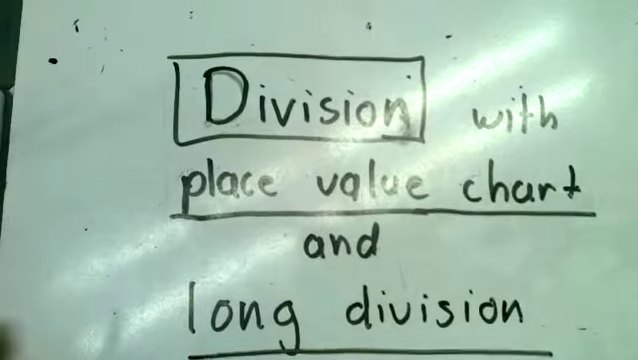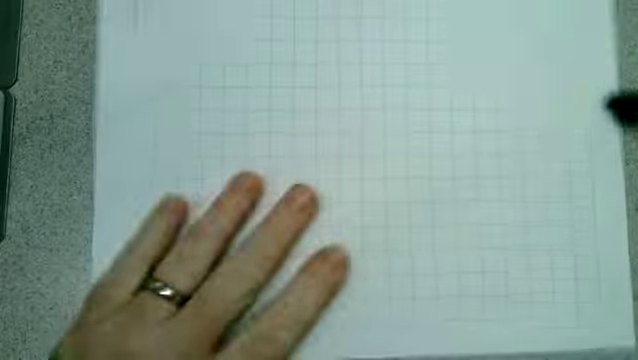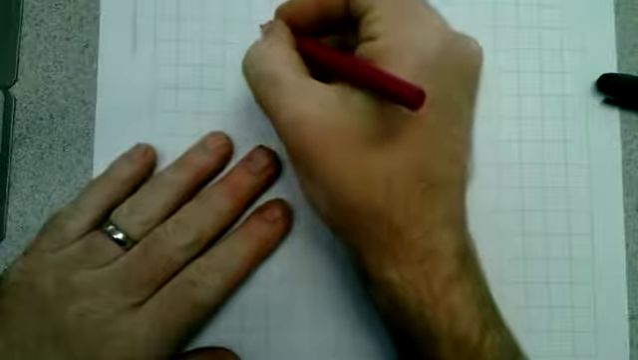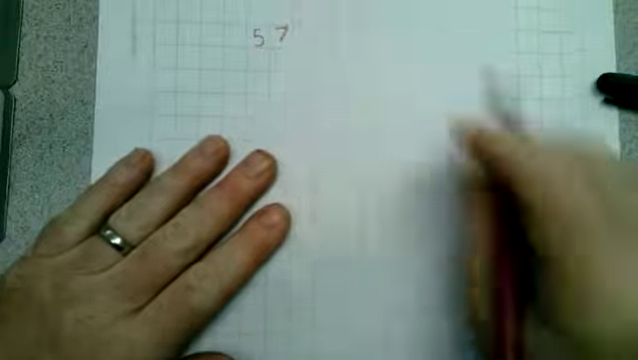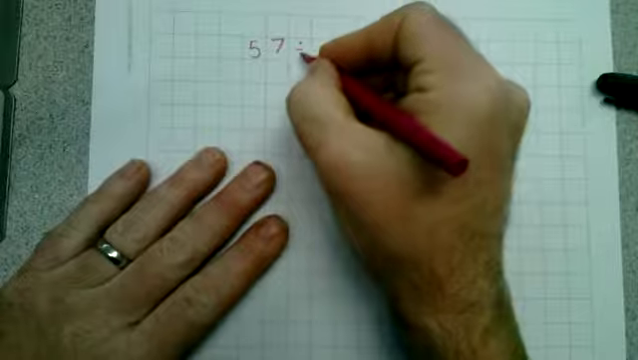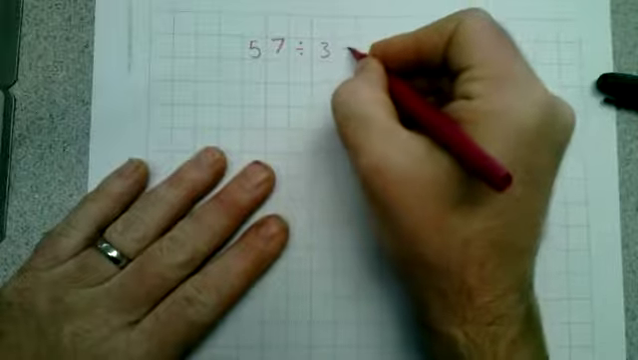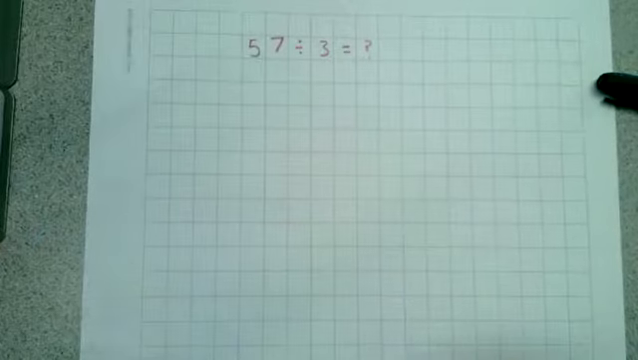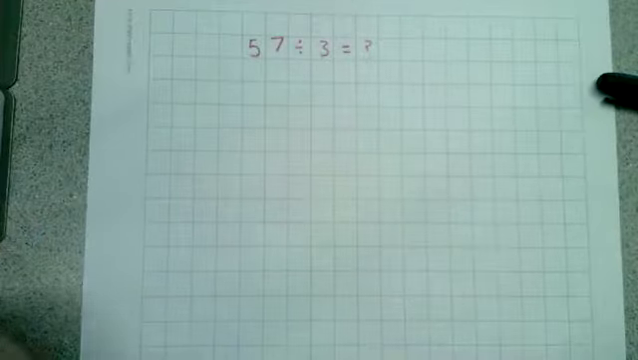All right, so the problem that we're going to do today is 57 divided by 3. We have 57, and we're going to divide that into three groups. And we're going to see what that equals. So the first thing we're going to do is use our place value chart.